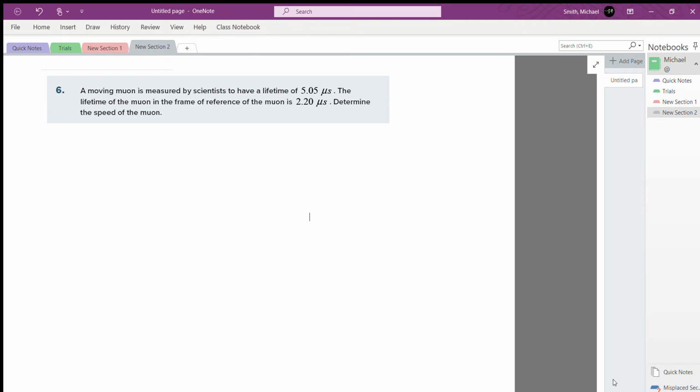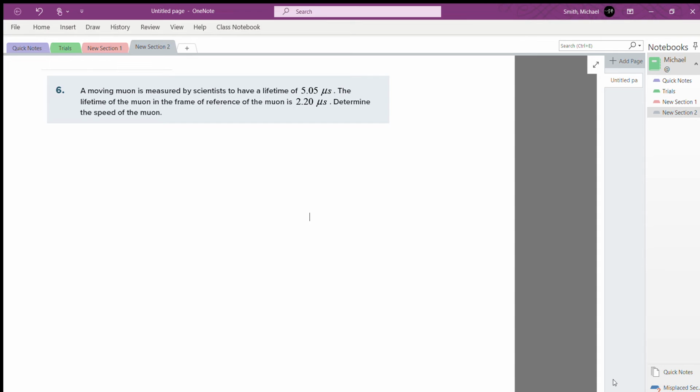This is question 6 from the SACE Stage 2 Physics course companion from Chapter 1.4, Relativity. A moving muon is measured by scientists to have a lifetime of 5.05 microseconds. The lifetime of the muon in a frame of reference of the muon is 2.2 microseconds. We need to determine the speed of the muon.